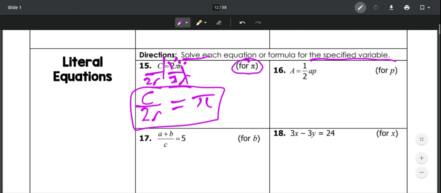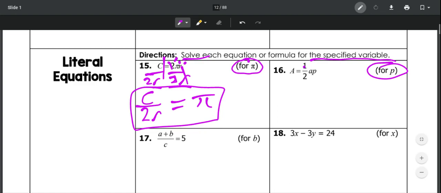So it's pretty simple. Whatever it tells you to look for, you want to isolate that by itself, and everything else you just treat like you would treat any normal number. You can treat it like it's 1. You can treat it like it's 2. You just manipulate the equation however it says to. So I'll do one more for you to end it off.